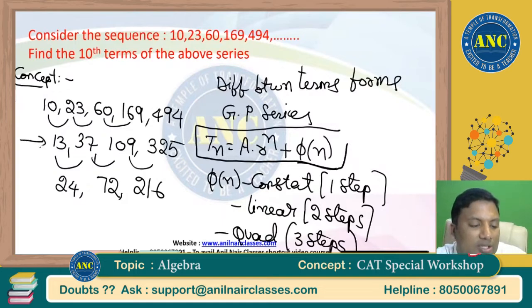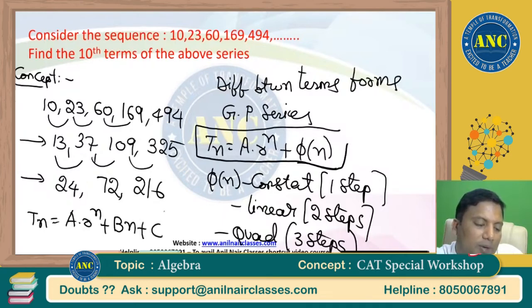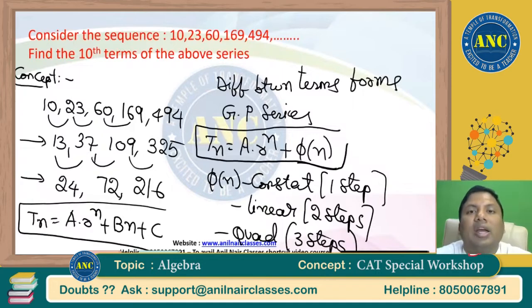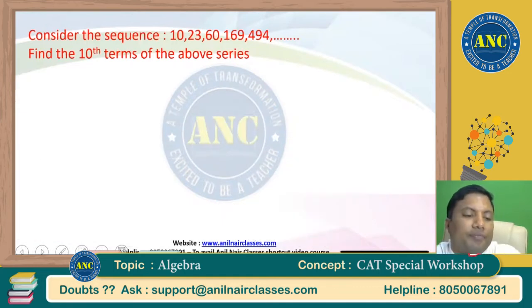Here it is 1 step and 2 steps. So these are nothing but 2 steps. It will be A into R power n plus Bn plus C. Please make a note of it: Tn equals A into R power n plus Bn plus C. Now we will go one by one.